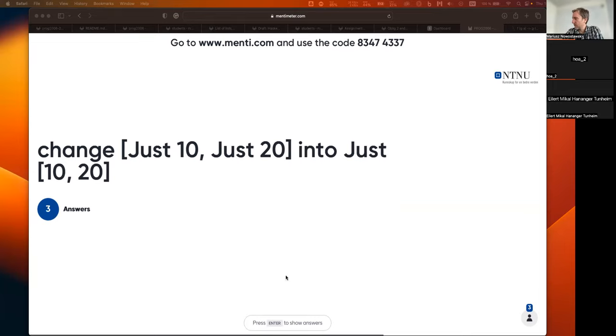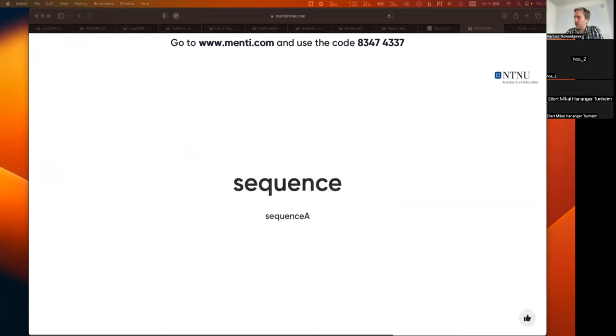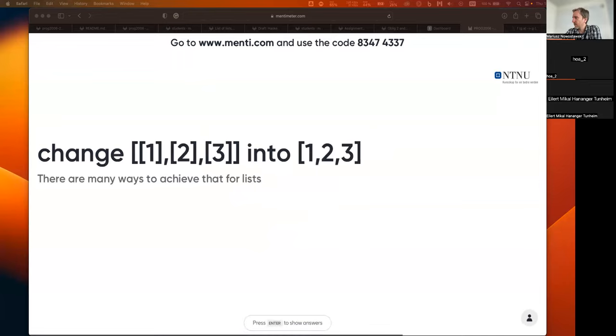Okay, so let's see. Yeah, perfect. So those are all correct answers. This is also a correct answer. So it's very nice. So we learned about sequence. So sequence is a magic which allows us to turn the inner out and outer in, and it works. It works very well.